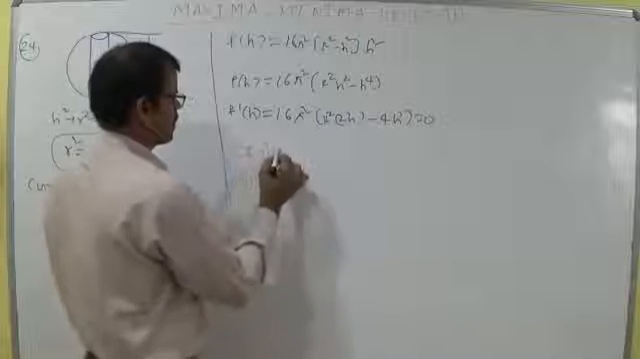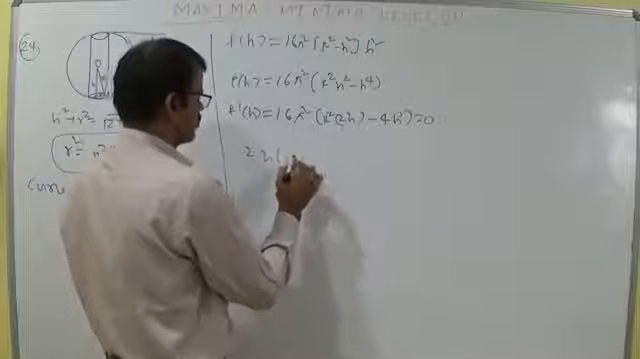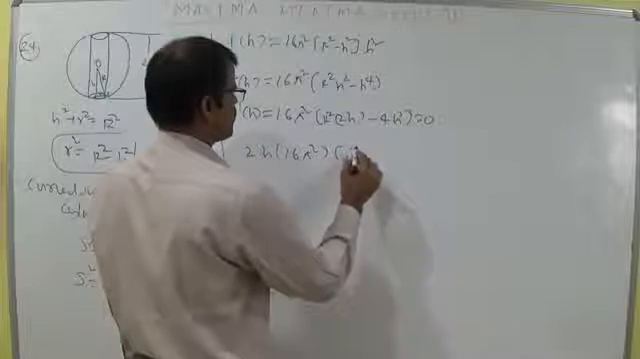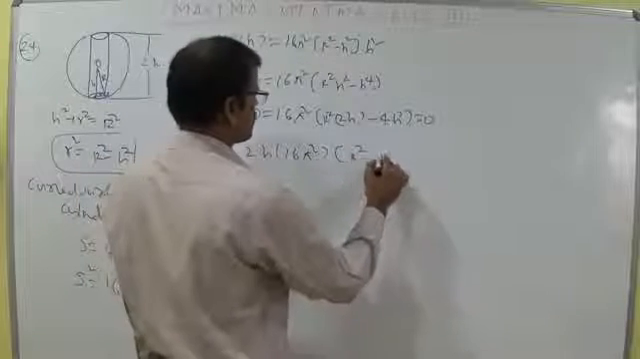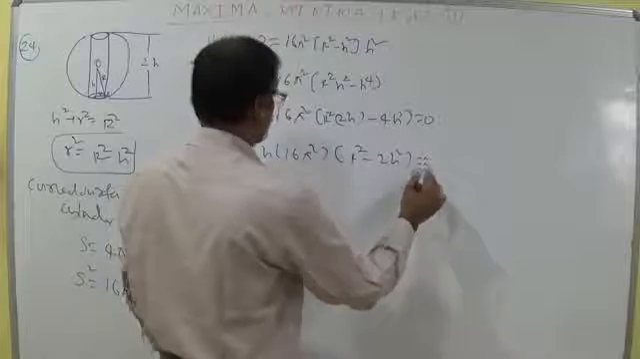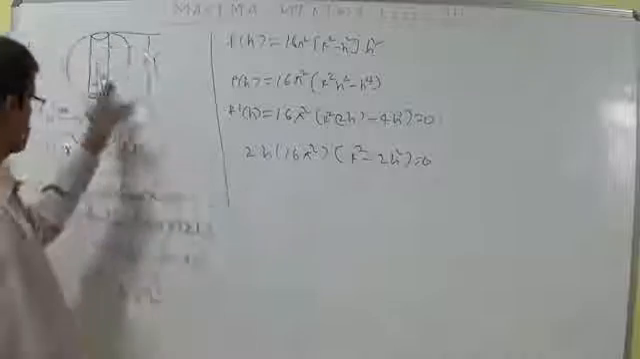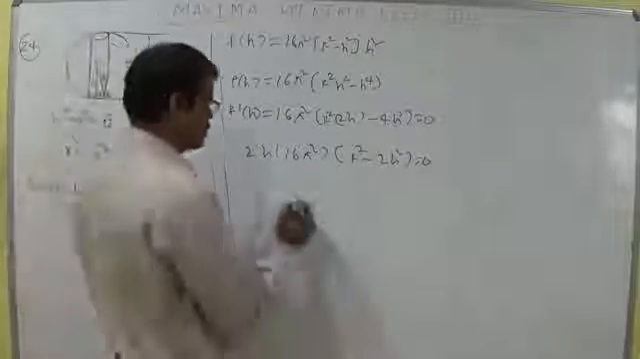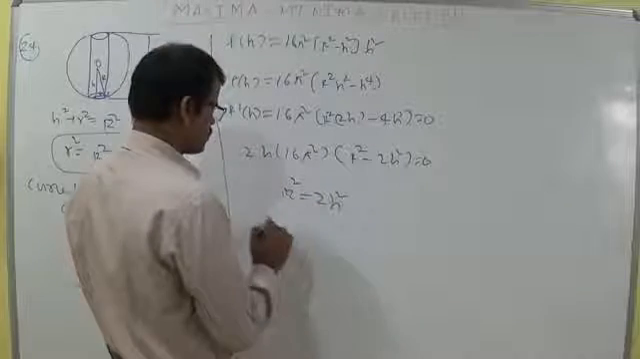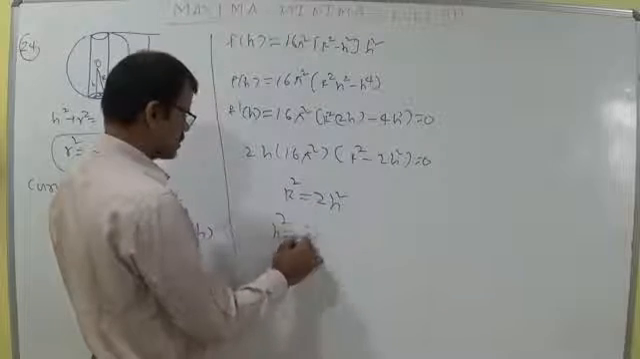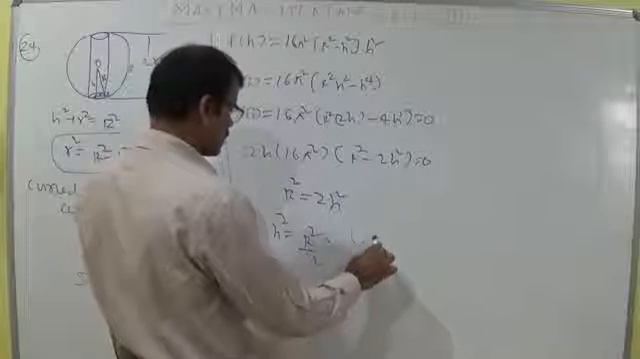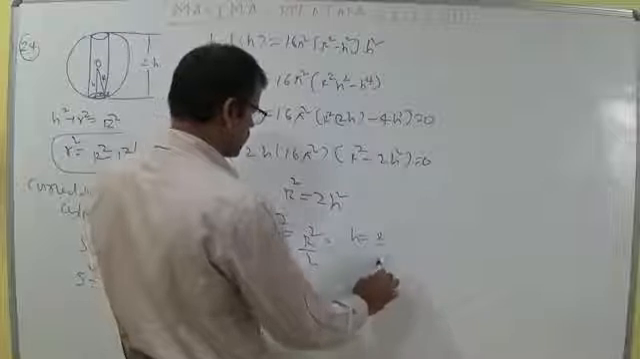Now you can take 2h common: 2h into 16 pi square into R square minus 2h square, equal to 0. Here h equal to 0 you should not write, because the height should not be equal to 0. So you can confirm that R square is equal to 2h square, so h square is equal to R square by 2. Therefore h is equal to R by root 2.